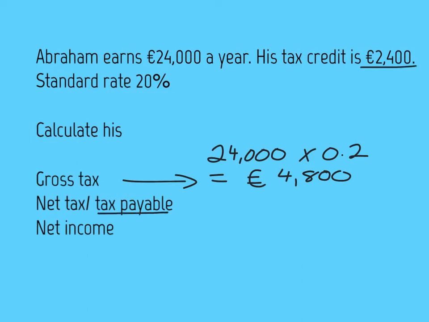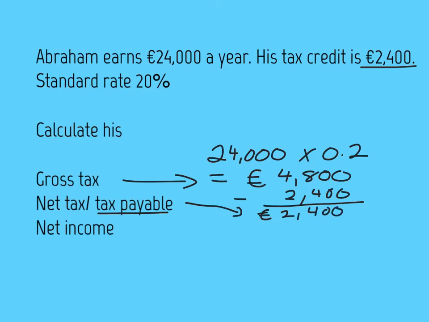Okay, now to get his tax payable, what we need to do is subtract his tax credit. So a tax credit is tax that you don't have to pay. So this gross tax is money you have to pay before. Then we subtract the 2,400, and what we get then, which is his tax payable, is going to be 2,400.